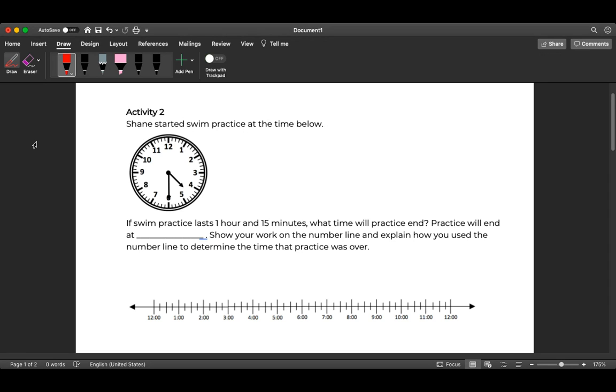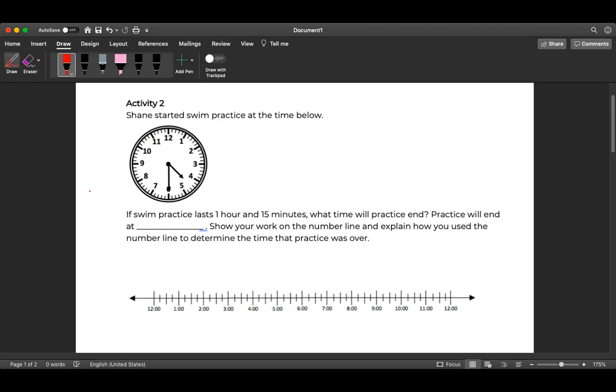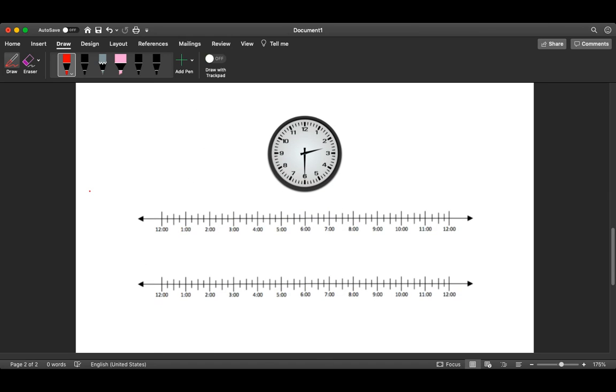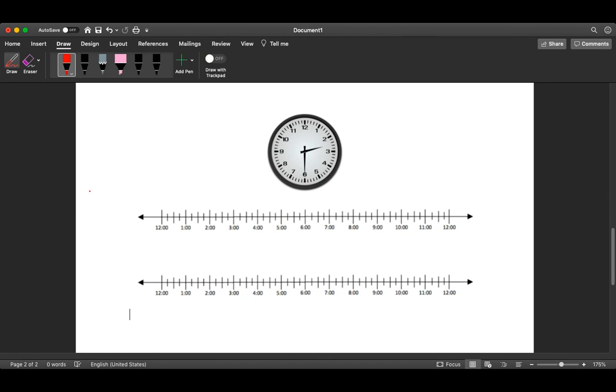But before we do this activity, I want us to talk about the clock and this number line. Before we really get into discussing the problem about Shane and his swim practice, I want us to focus on the clock and the number line. Down below here, I have put a clock and a number line like the one you're going to use in your problem today, and I want to talk about how to use this.